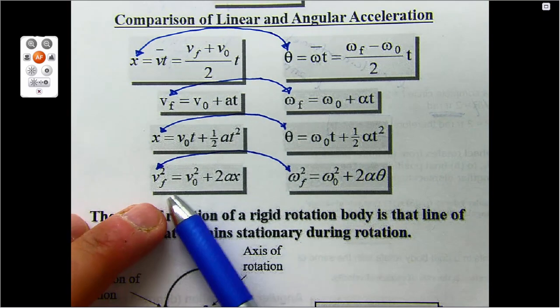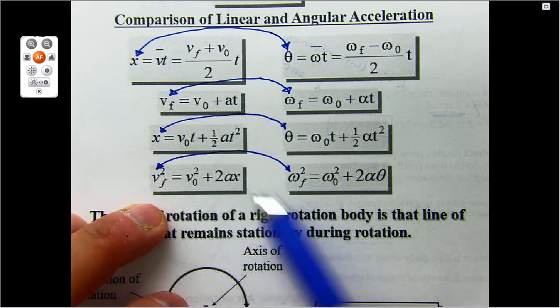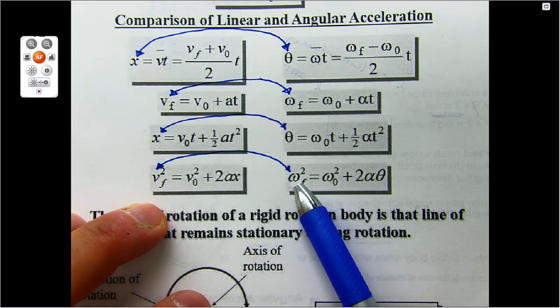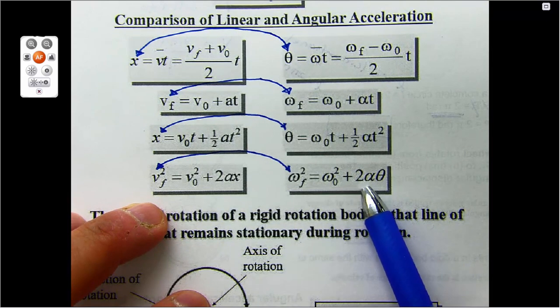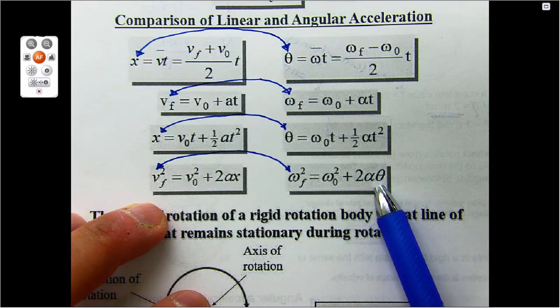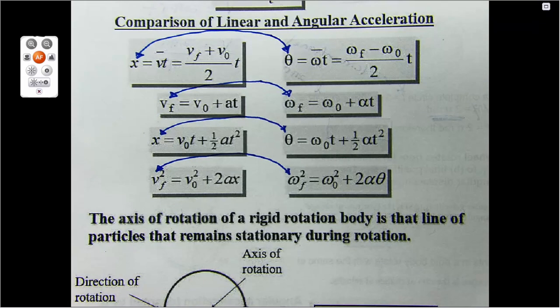This is V final equals V initial plus 2AX. This is velocity final in rotation equals velocity initial plus 2 alpha theta. And we'll do example problems like this, and we'll be using those.